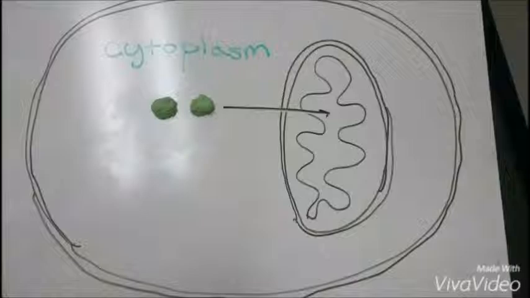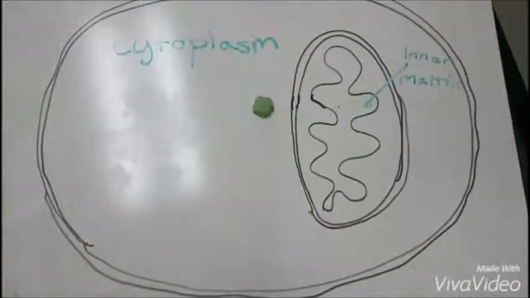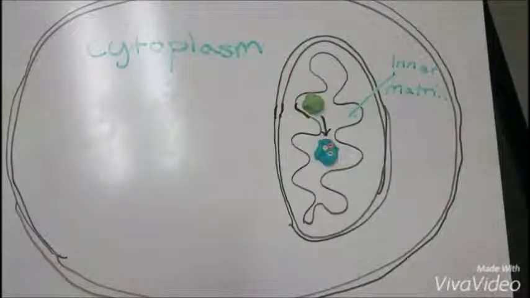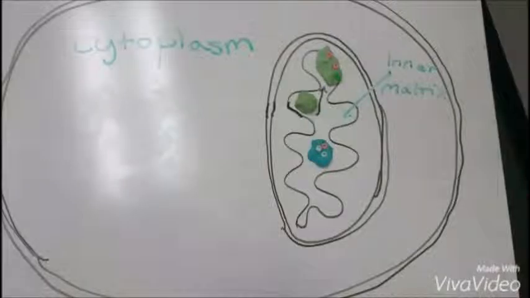Next we have the link reaction, which is when pyruvate goes into the mitochondria's matrix and hits coenzyme A. It's oxidized and creates CO2 and acetyl CoA, and then also NAD is reduced to NADH. So we have a molecule of NADH.